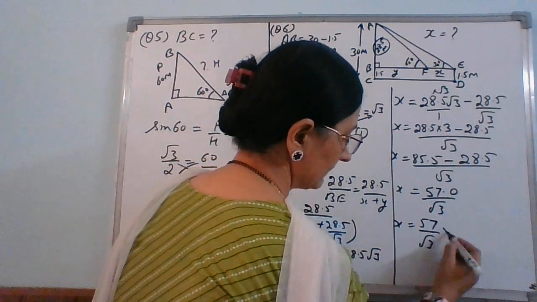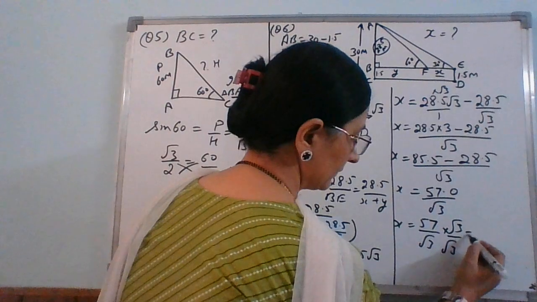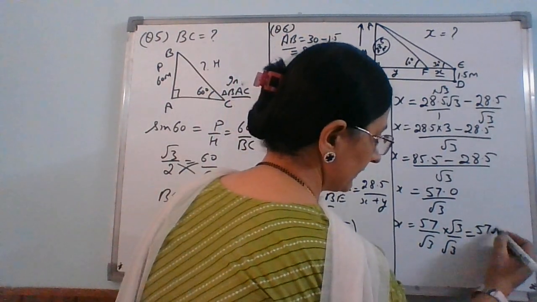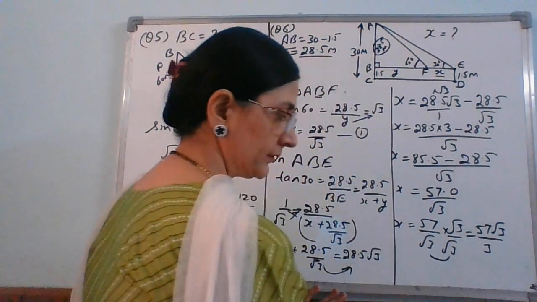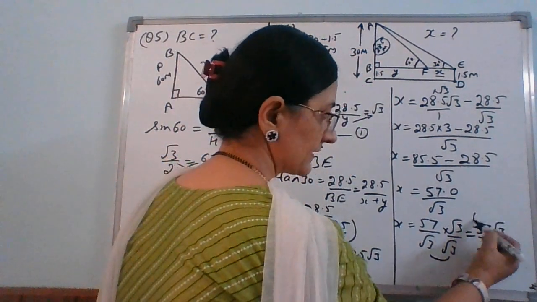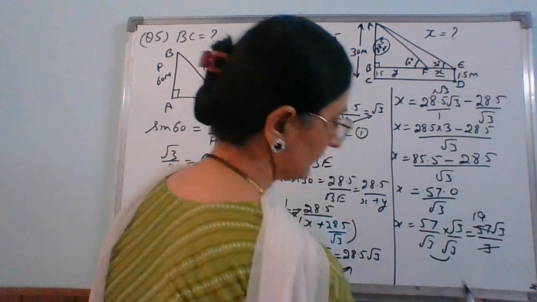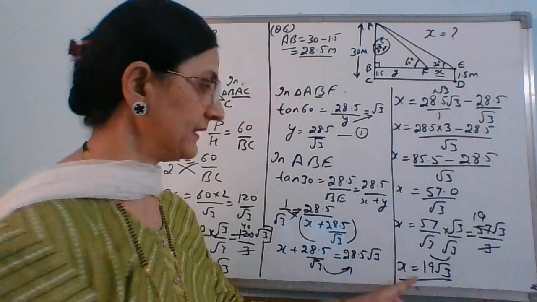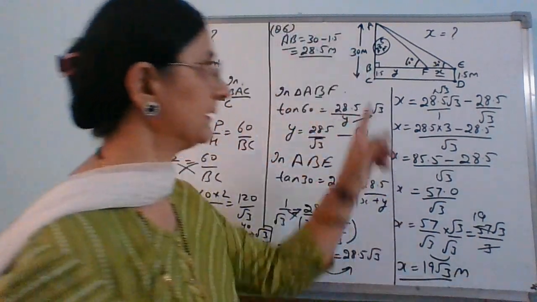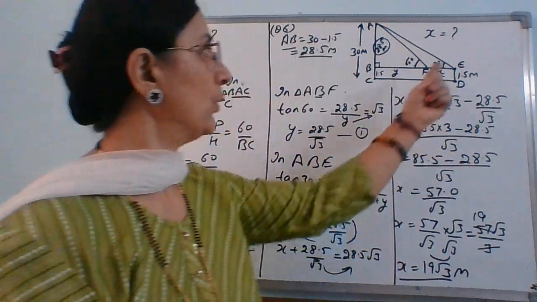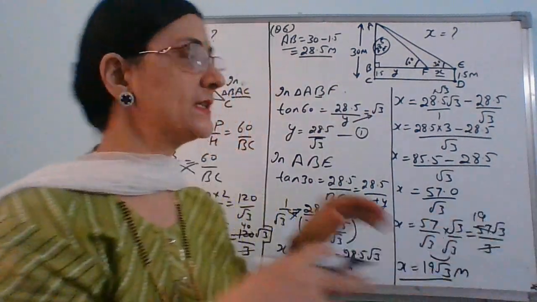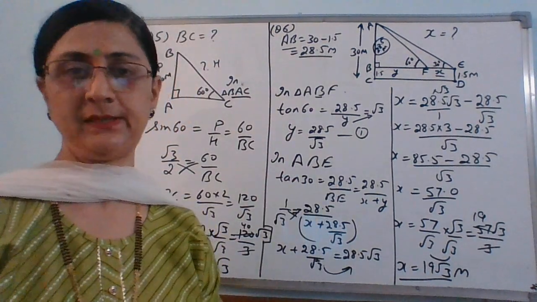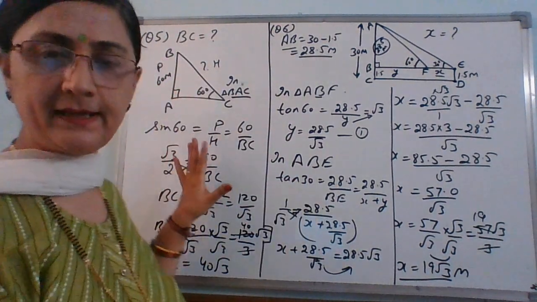57 by √3, multiply by √3 divide by √3, so it becomes 57 √3 by 3. √3 stays, and 3 you can cancel: 3 1 are 3, 3 9 are 27. So the value of x is 19 √3 meters, right? So the distance walked by that child towards the building, E to F, that is x, is 19 √3 meters.